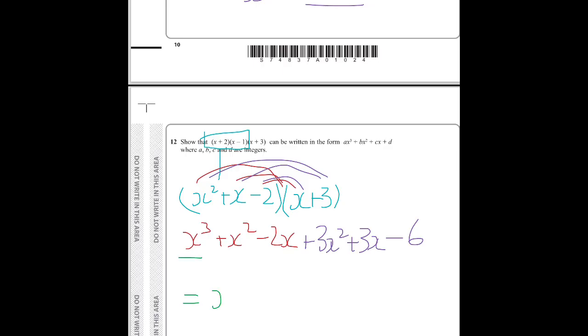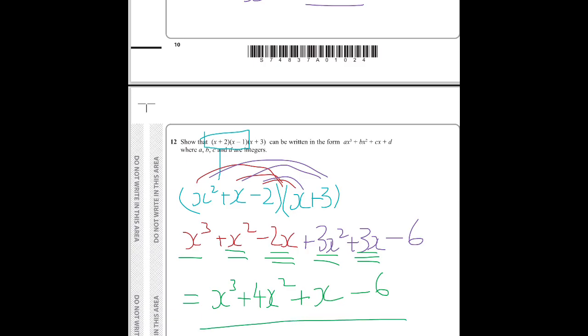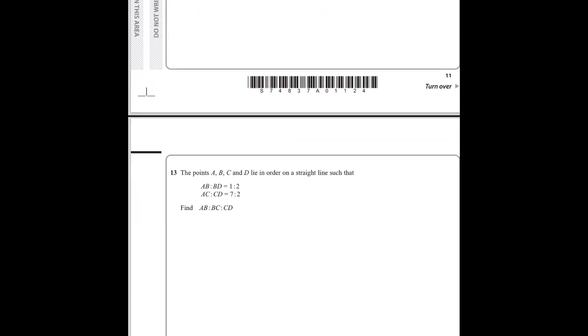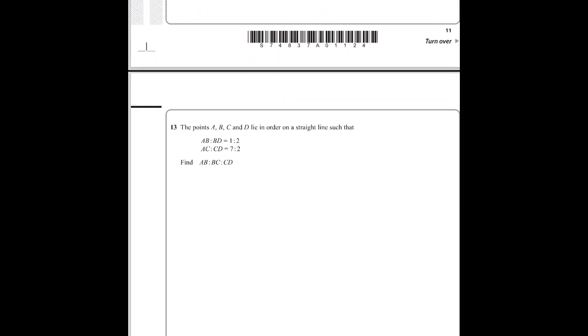So there's only 1 x cubed. There are x squared terms: there's 1 there and 3 there. That's plus 4x squared. I've got minus 2x, add 3x. That's just 1x, or just x. And then minus 6 at the end. So that's my answer. So that's A, that's B, that's C, that's D. You don't have to actually say what they are, but they are whole numbers, they're integers, so that's reassuring. Number 13, that's cool. Right, A, B, C, D are on a line.